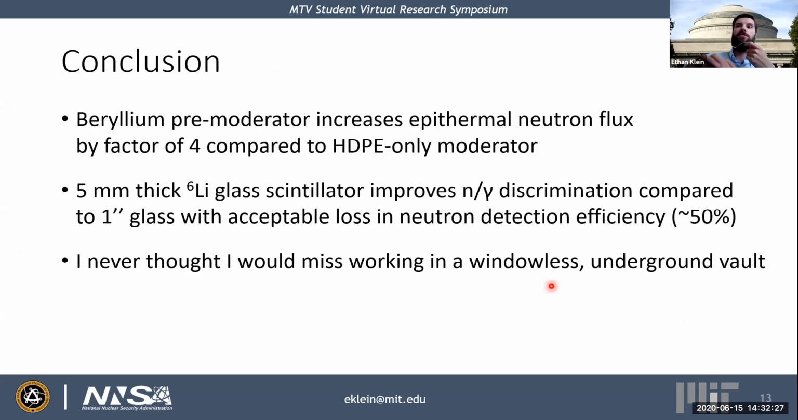So with that to conclude, I'd just like to say we're very pleased with the simulation results of adding the beryllium as a pre-moderator to our moderator assembly. We really do believe that using a 5 millimeter thick neutron detector compared to the 1 inch will give us a much improvement. And lastly, I never thought I would miss working in a windowless underground vault, but having been out of lab for several months now, I am eager to return, and hopefully the next time I get a brief, you guys will actually have some experimental results.